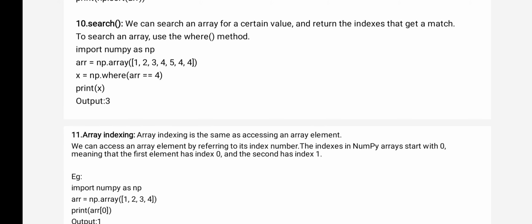So what is the use of the search method? Using the search method, first we find whether that element is there in the list or not. If the element is there in the list, then this method will display the position of that element, the index number of that element. Okay, this is search.